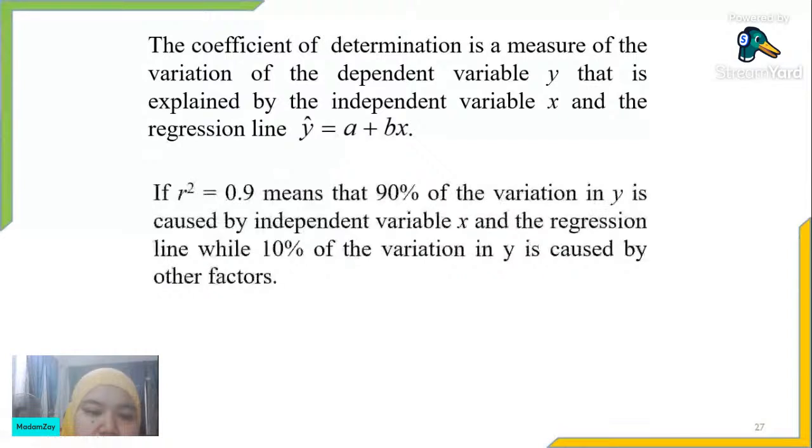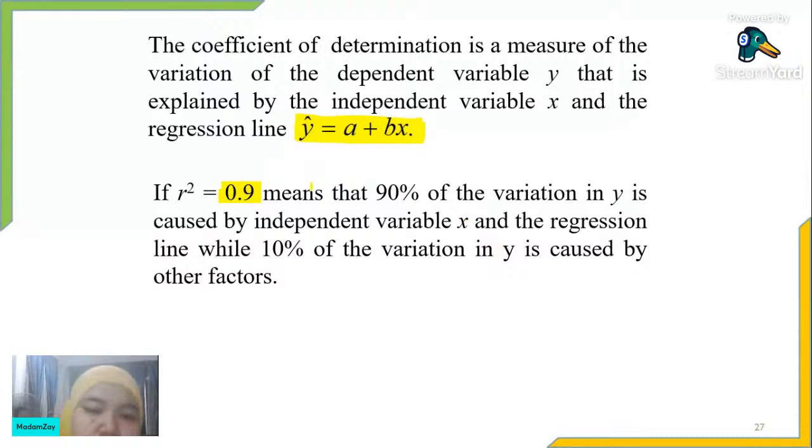Okay, so why y cap? This y cap is actually the representation of the linear regression. We will use this value to find the equation. If R squared is equal to 0.9, it means that 90% of the variation in Y is caused by the independent variable X. Okay, so this is how we interpret the coefficient of determination. After we find the value of R squared, this 0.9 is the probability that Y depends on X.